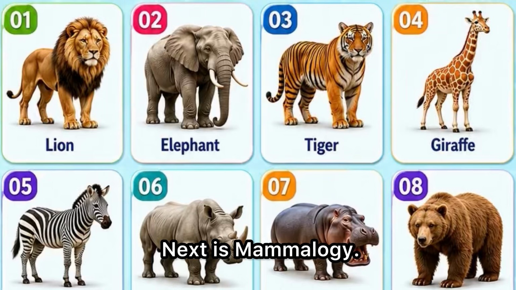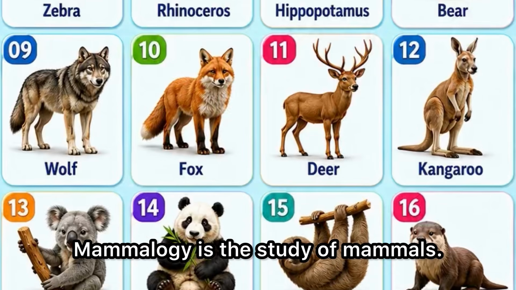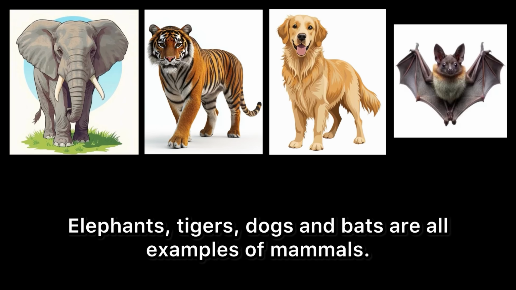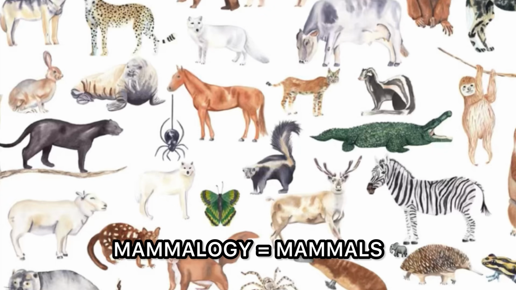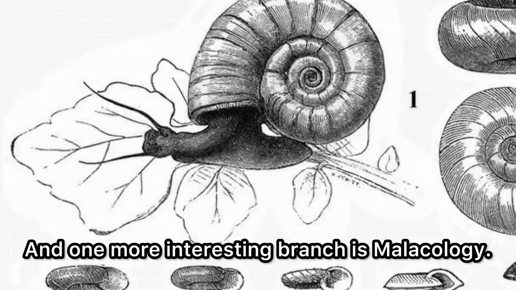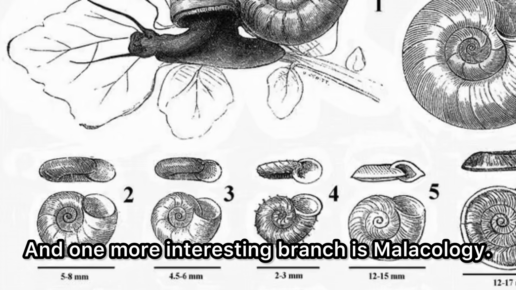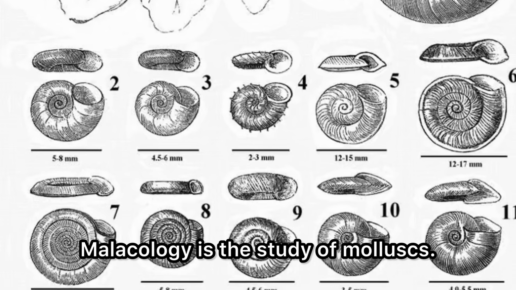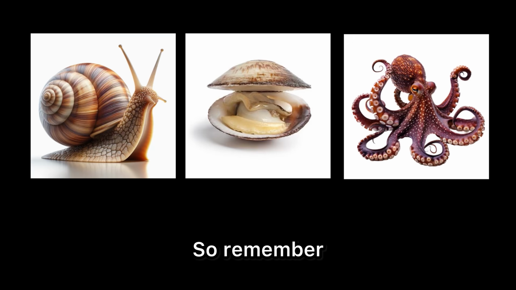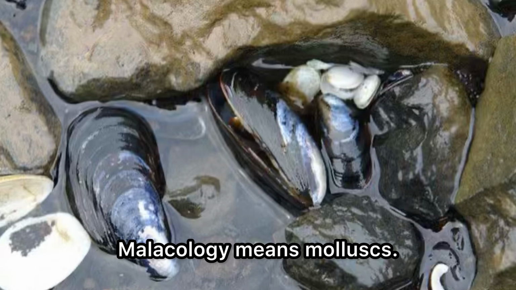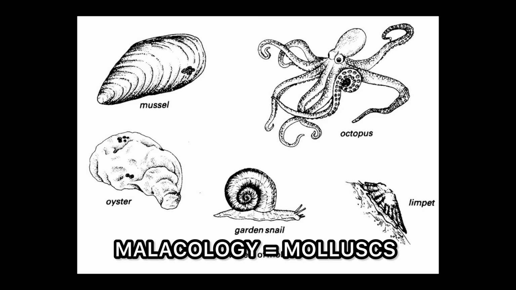5. Mammalogy. Next is mammalogy. Mammalogy is the study of mammals. Elephants, tigers, dogs, and bats are all examples of mammals. So, mammalogy means mammals. Mammalogy equals mammals. 6. Malacology. And one more interesting branch is Malacology. Malacology is the study of molluscs. For example, snails, mussels, and octopuses are molluscs. So remember, Malacology means molluscs. Malacology equals molluscs.